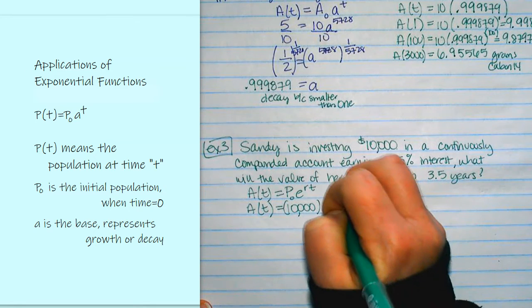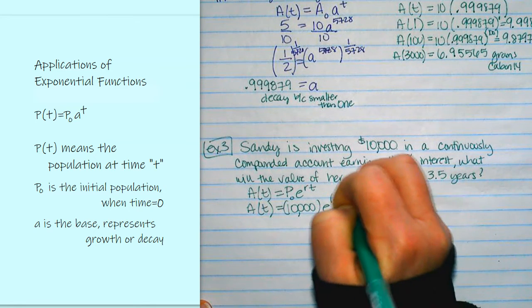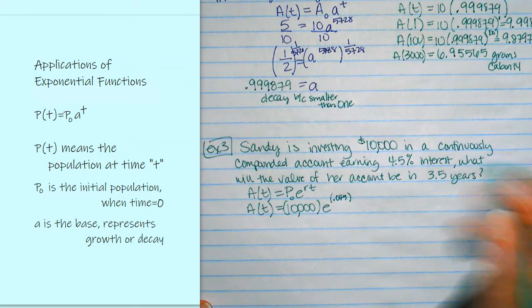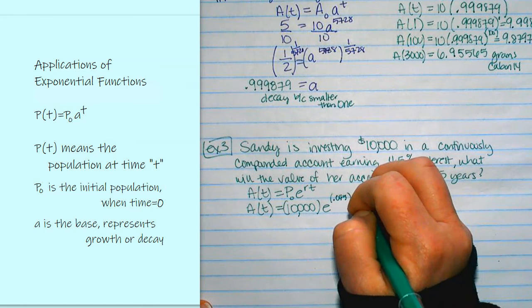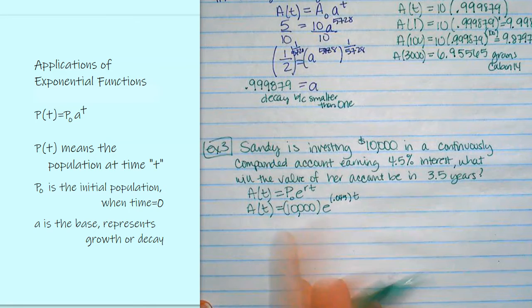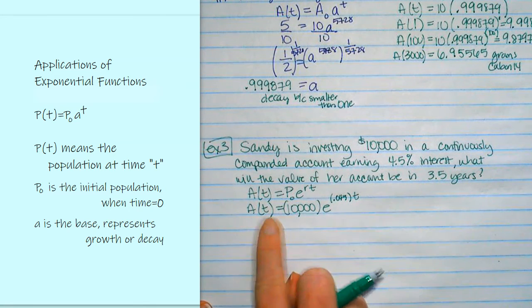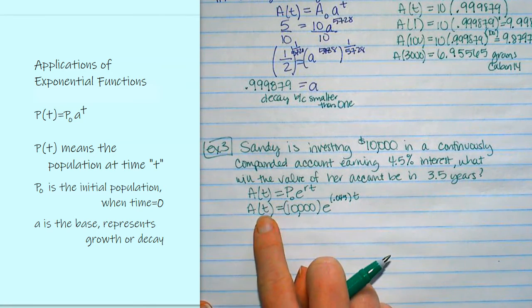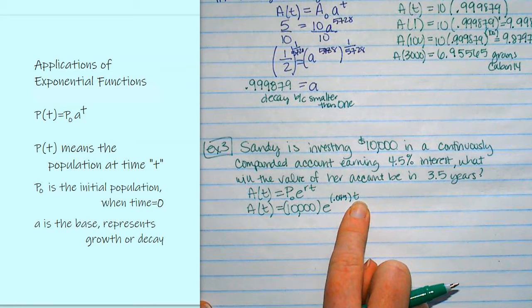We need to change it to be 0.45. Here, when you change percents and use it to calculate, you change it into a decimal. And then we need to put in time. This is the equation for any time, at any time, t. The only variable you have is t, and now the only variable I have is t.